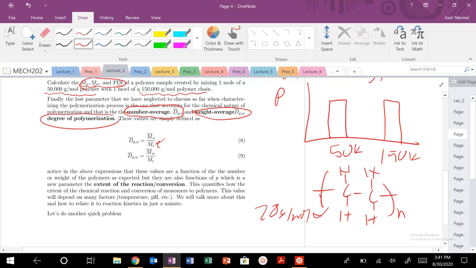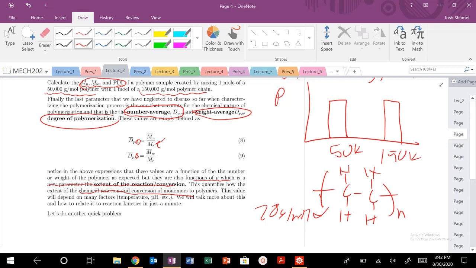Now, this is the number average, that's what that N is for, and the weight average. You'll see that in these expressions, they're also a function of something called P, which is essentially the extent of the reaction or conversion. So it tells you the extent of the chemical reaction. This is going to depend on a lot of different factors. We're going to talk a lot about that in the polymer chemistry section. It depends on pH, obviously, temperature, time is a critical one, side reactions, the reactant ratio, and how pure your monomer units are. There are a lot of different things that go into this section of this course, so don't be worried too much about this.